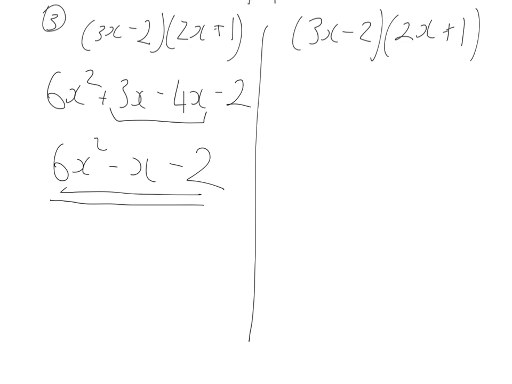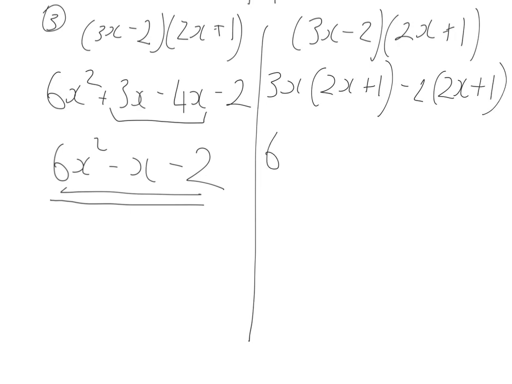Now another alternative method to that one is to take the first term and multiply by the second bracket, and then the second term and multiply by the second bracket, and collect everything together. So I'm going to start with 3x times 2x plus 1. Minus 2 bracket 2x plus 1.